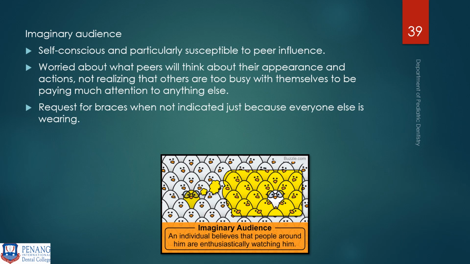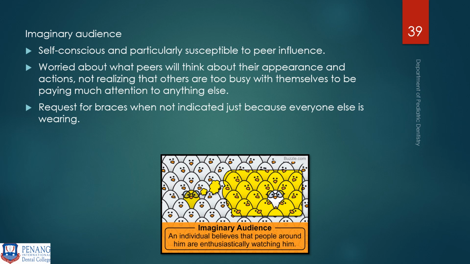So let's see how we can work with them. Remember the imaginary audience we spoke about in the last theory. Again, here the adolescent is self-conscious and particularly susceptible to peer influence. He's worried about what the peers will think about his appearance and actions, and he will not realize that others are too busy with themselves to pay any attention to anyone else.